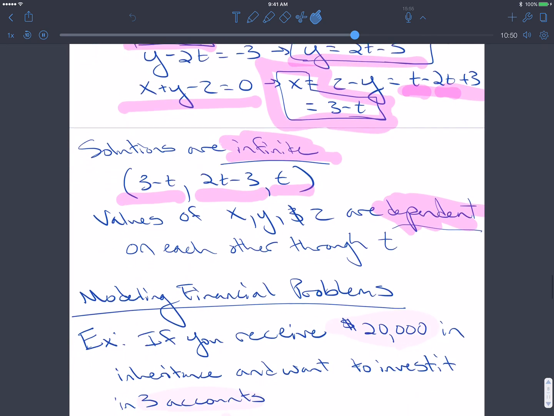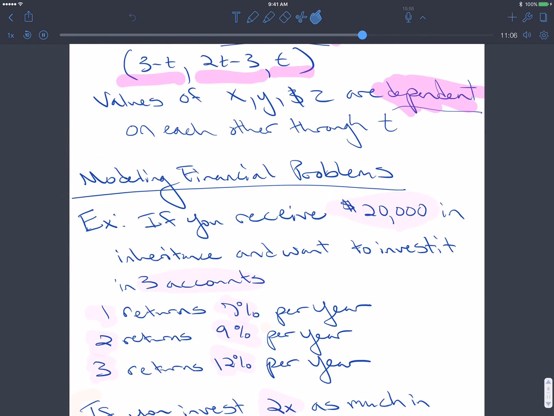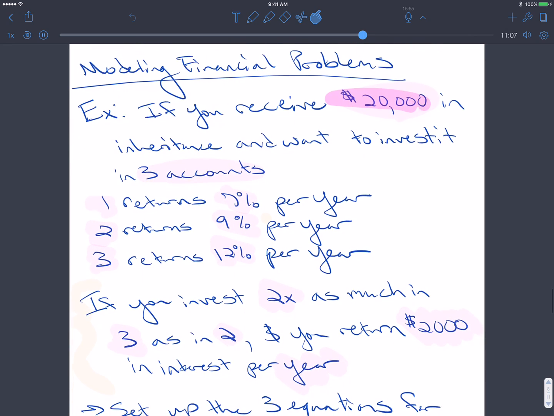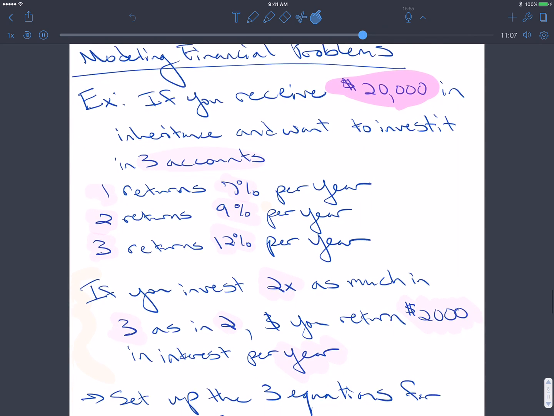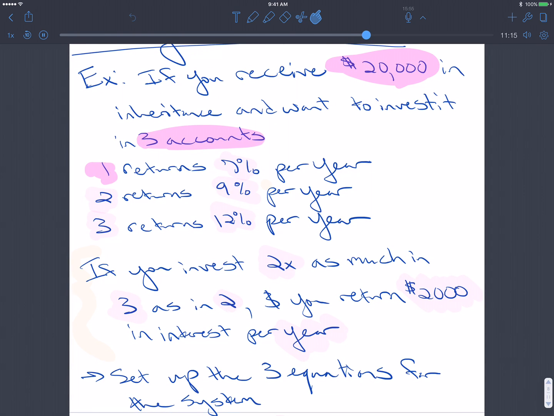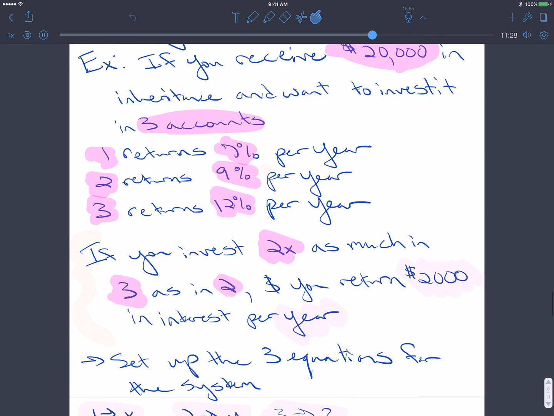Application, modeling financial problems. So this is the last example. If you receive $20,000 in inheritance and you want to invest it in 3 separate accounts, one of which returns 7% per year, the second returns 9%, the third returns 12%, but you have to invest it in the 3 separate accounts, okay? You invest twice as much in the third account as you do in the second, because naturally you want to accumulate more interest if you can, but you return $2,000 in interest each year based on this model, and this is linear interest.